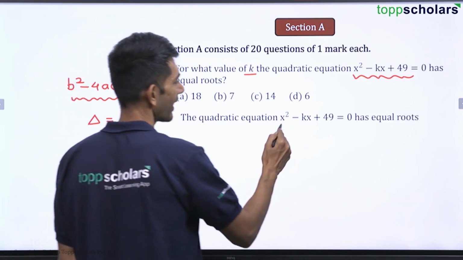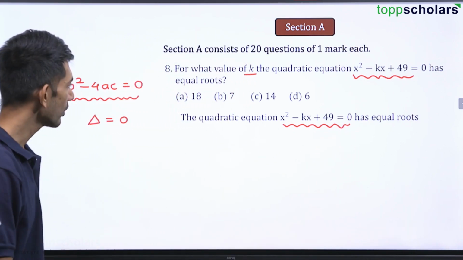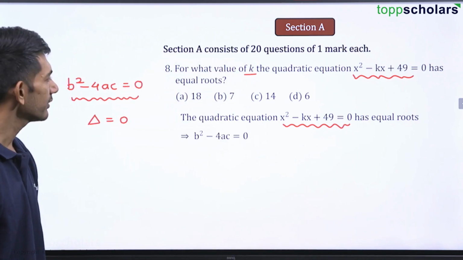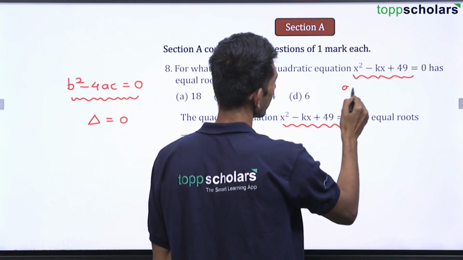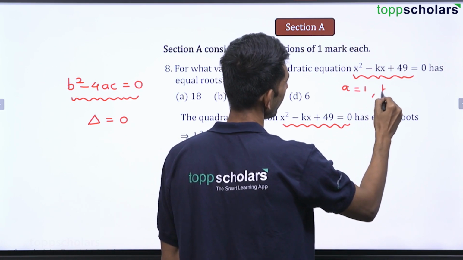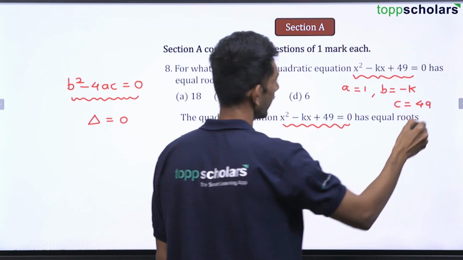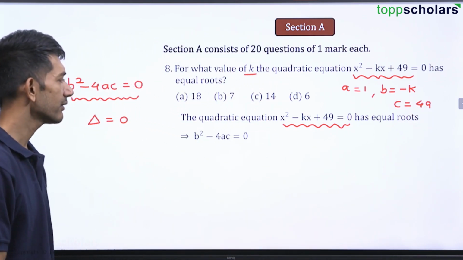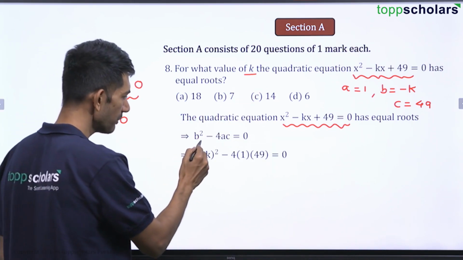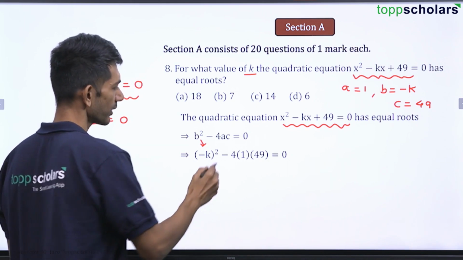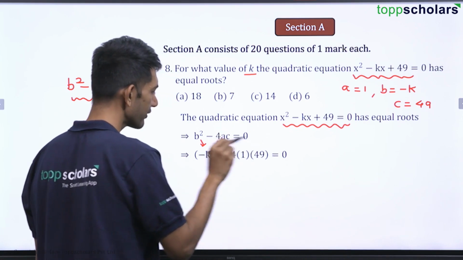Now, the quadratic equation is already given to us, x square minus kx plus 49 is equal to 0, and it has equal roots. So we can say that b square minus 4ac is equal to 0. But what is A, B, C? From here can I say the value of A is 1, the value of B is minus k, and the value of C is 49. So b square minus 4ac is equal to 0, that is minus k whole square minus 4 into A is what? A is 1, C is what? C is 49, is equal to 0.